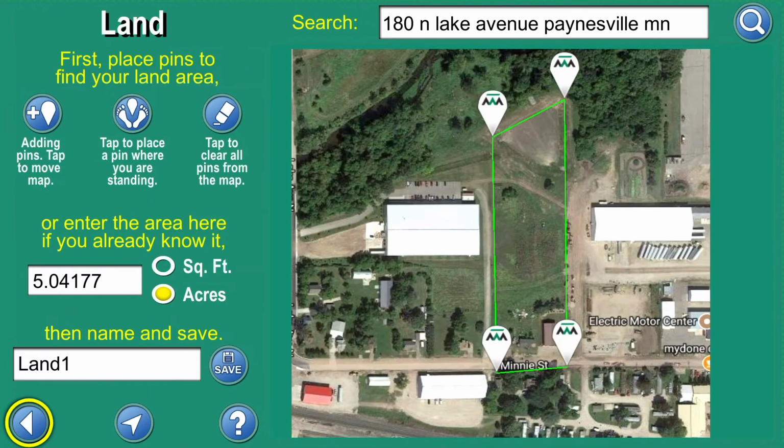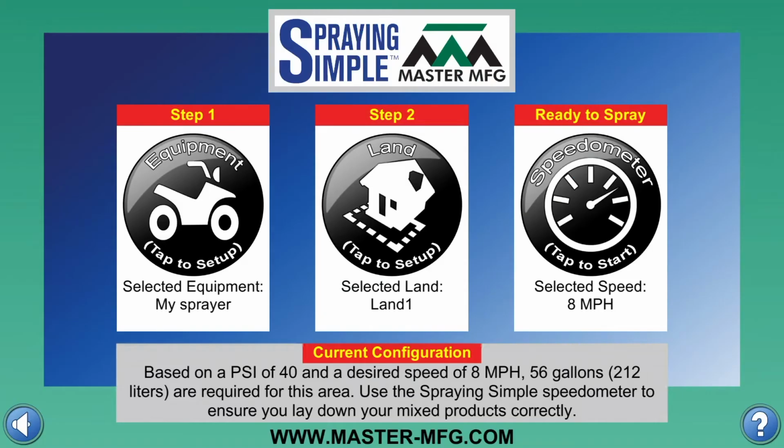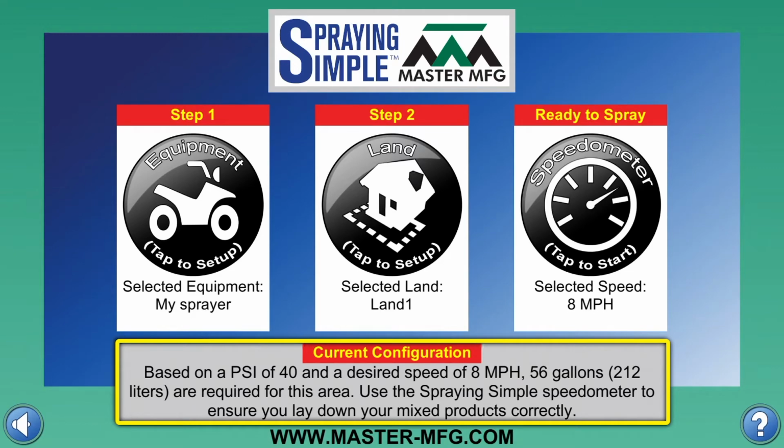Hit the back button to be brought back to the land list page. Make sure you've selected your land and then tap the Home button. The main screen will show the current configuration that will give you the exact amount of chemicals needed to accomplish your spraying goal. You have established the equipment needed and the size of your spray area. You are now ready to spray. Fill and mix in your chemicals and jump on your transportation of choice.